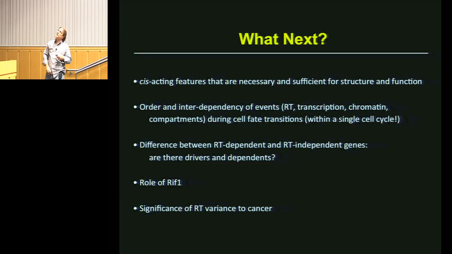Order and interdependency of events. These human embryonic stem cell systems are so gorgeous. We have full population-wide switches in replication timing within one cell cycle. So now we can stimulate. We can show that cells differentiate out of G1; they won't respond in S phase. And then, what comes first? The transcription, the replication timing switch, the compartment switch, and the chromatin structure changes, the modification. So we can do this now, finally. Role of RIF1, obvious, and cancer, obvious.